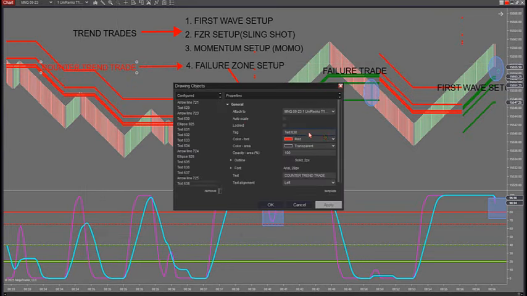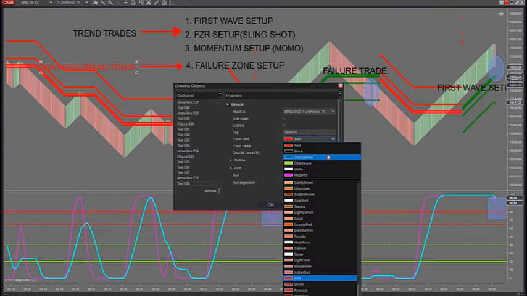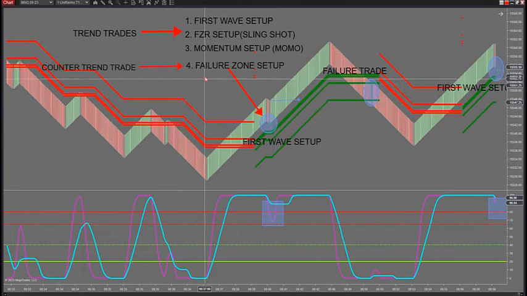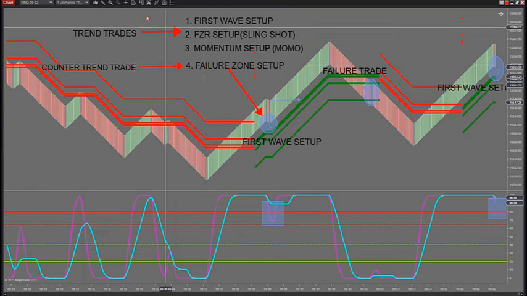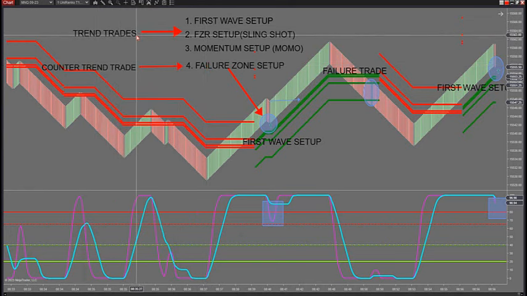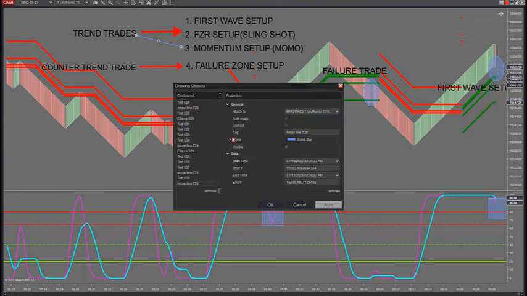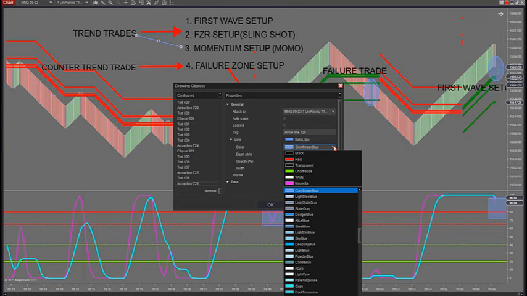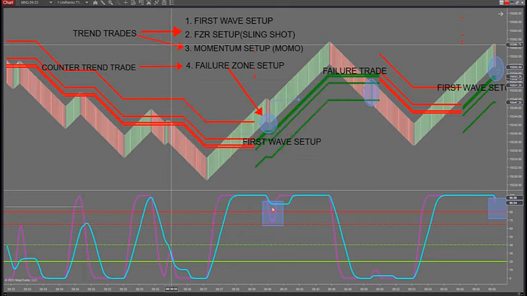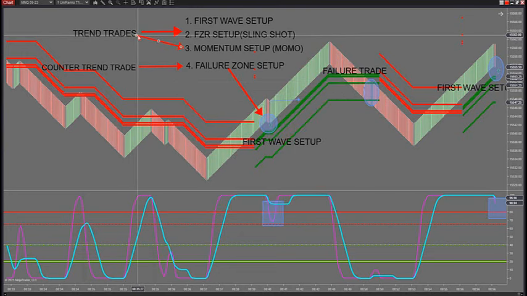So that's a counter trend trade, which is a failure. All right. So these are trend trades. And last one is a counter trade. So I just want to let everybody know that's what we're doing going forward on training how to use the automated system and how to use the indicator.